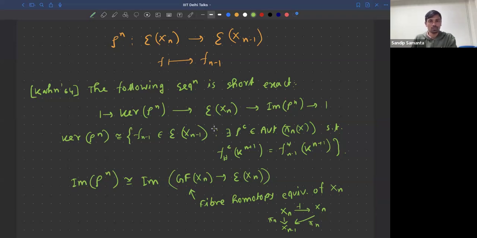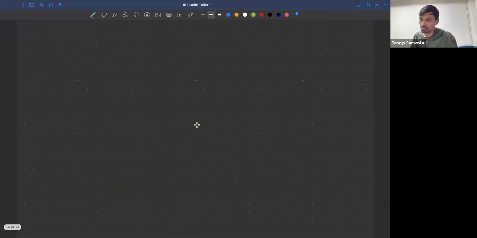Using this, Kahn proved several results. He gave applications, and one of the useful applications that he gave is the following.